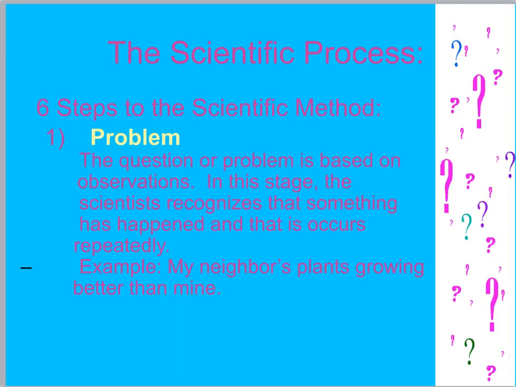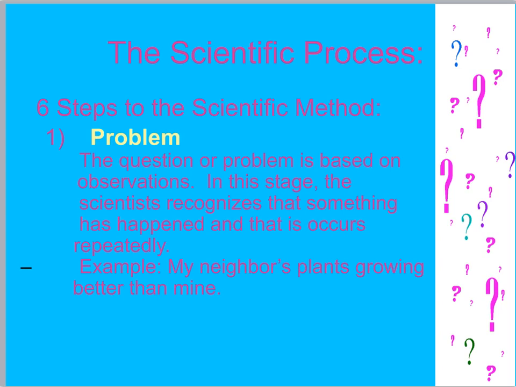So the first step is you've got to find some sort of problem. We typically don't go looking for problems, but it's pretty easy to find them. The question or problem is going to be based on an observation. Observations are going to be typically something you see with your 5 senses. So you might see something, hear something, taste something, smell something, or even notice some sort of touch.